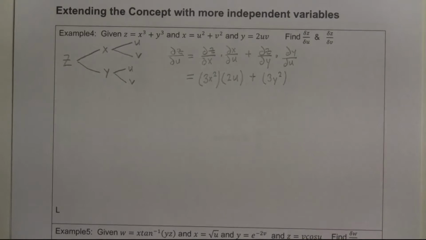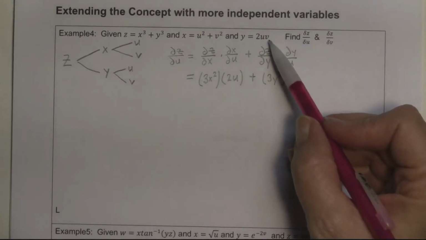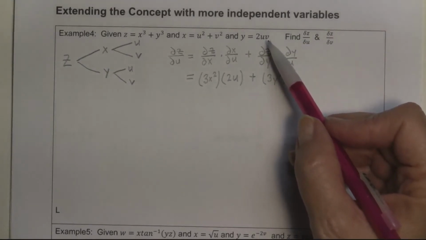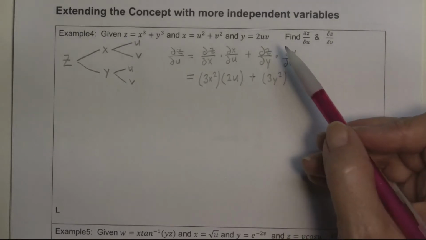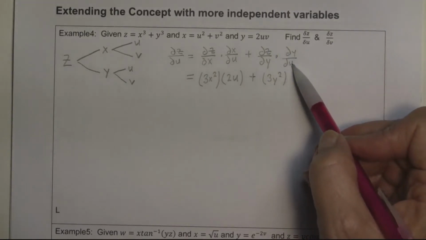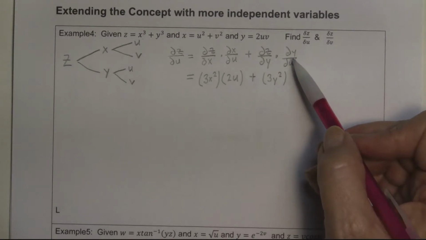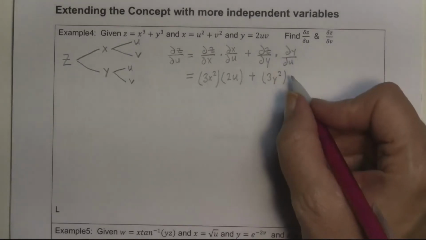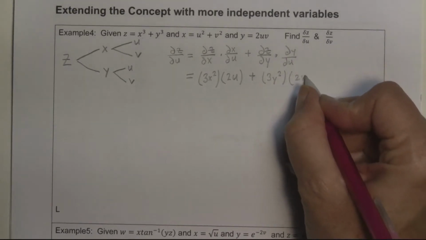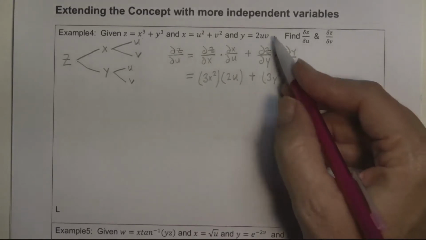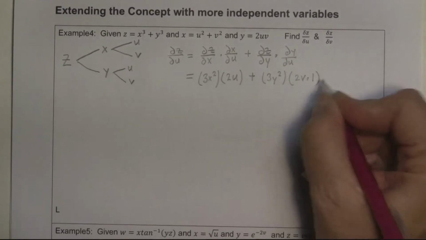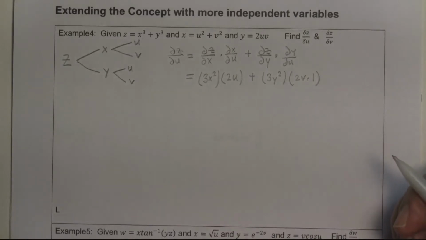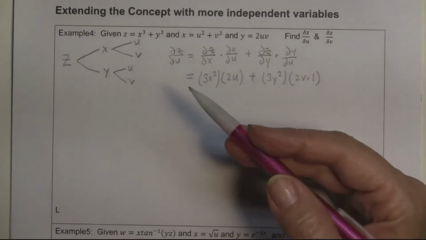But then I'm reminded, oh, if you're finding the partial, that means that's different than a full derivative. That means to treat v as a constant, because I'm trying to find the partial with respect to u, right? So if this is a constant, that would be 2v hold still times the derivative of u, which is 1.